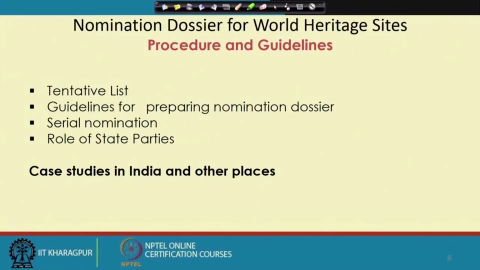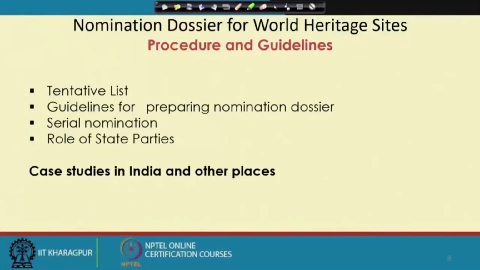While talking about the World Heritage Site, we will also discuss the process. As we say, who decides? Because every country thinks that its heritage is most important. So what is the process? That process is called the preparation of the nomination dossier. It is quite formalized now, and UNESCO has very good guidelines for that. There is a process of a tentative list and guidelines for preparing the nomination dossier, with various examples.